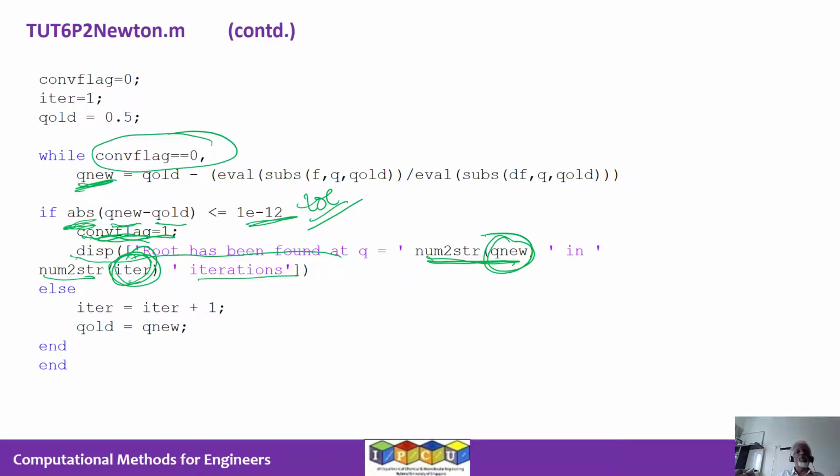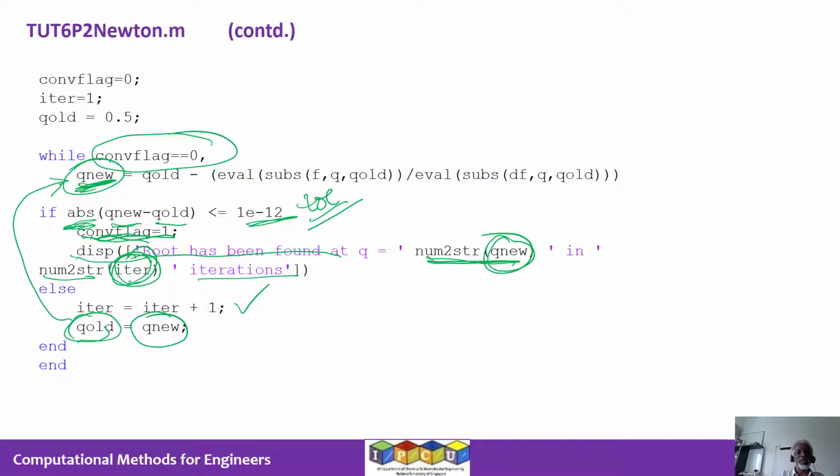If the convergence is not reached, if the gap between Q new and Q old is greater than my convergence tolerance, then I do two important things. One is I increase the iteration counter. More importantly, to improve my unknown variable guess, I assign Q old equal to Q new. So whatever is the new value that was computed, I'm saying that's not good enough. So I assign Q old to Q new and then get back to this part where a new Q value will be calculated again.